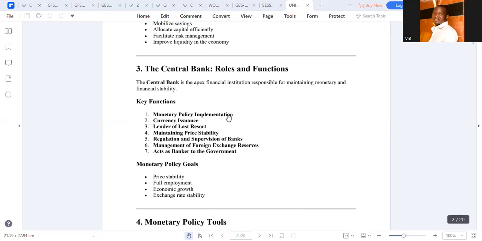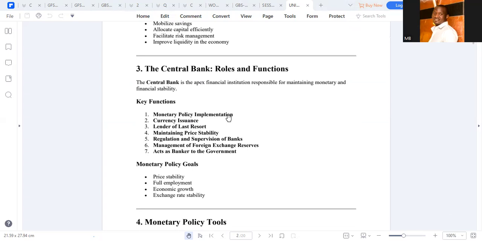Go to the central bank. The central bank has a number of roles. So central bank is actually the apex in the financial institutions responsible for maintaining the monetary and financial stability. So what are the functions of the central bank? Number one, to ensure there's monetary policy implementation. So government plays two important roles. There's a fiscal policy and the monetary policy. The monetary policy is actually actualized through the central bank.